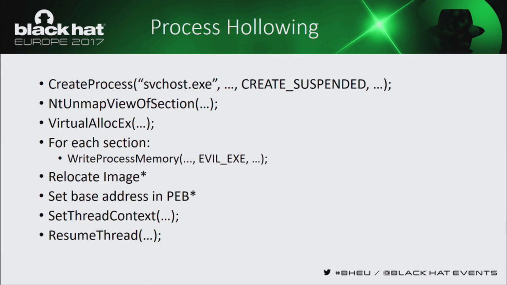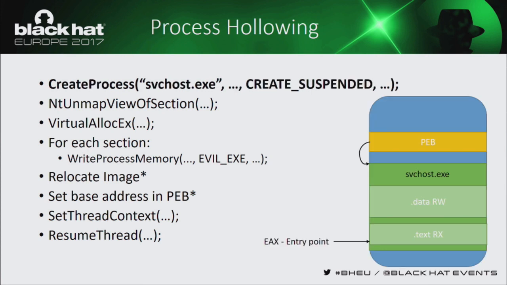Now, the way process hollowing works is that we first create a legitimate process in a suspended state from something such as svchost. And now what we have is a process that's not yet running, but it exists in the system. It will be seen in the task manager, for example. And this process has a process environment block, which points to the main image that is loaded. At this point, it's important to note that we also have the EAX register that points to the entry point of the executable, which means that once the process starts running, this is the first instruction that's going to execute.